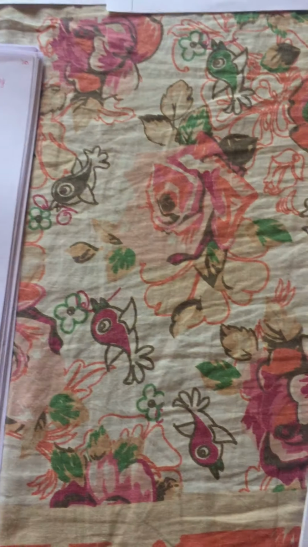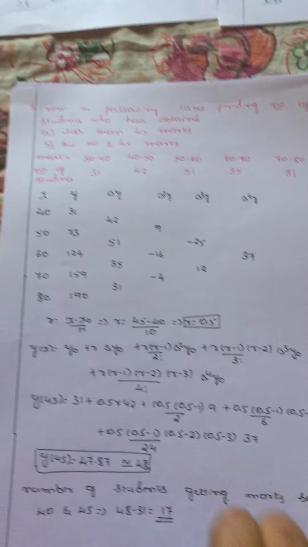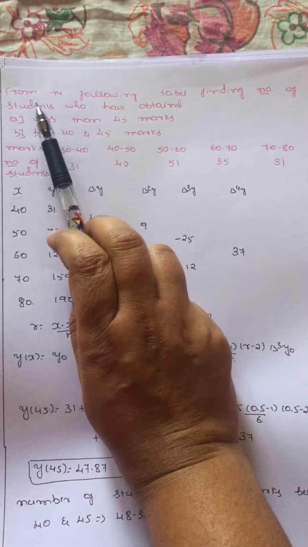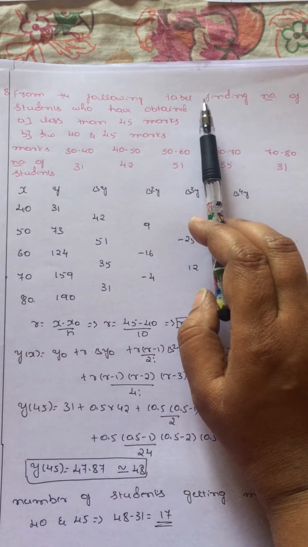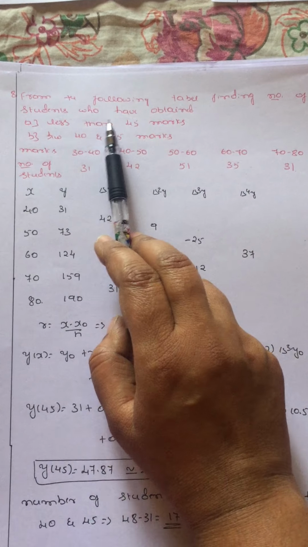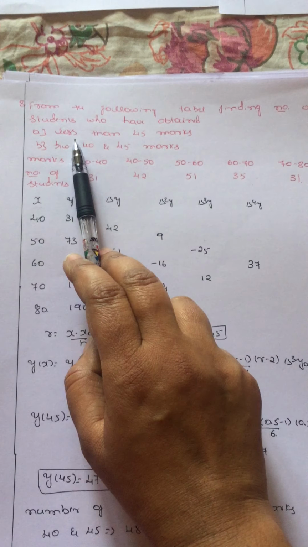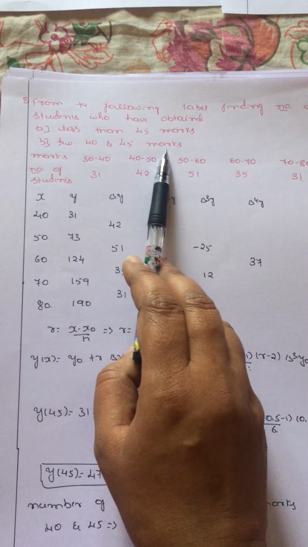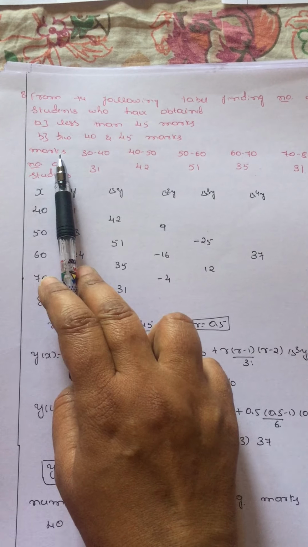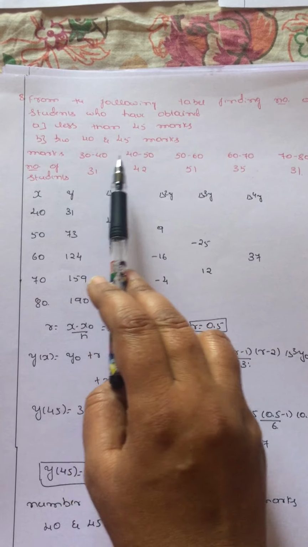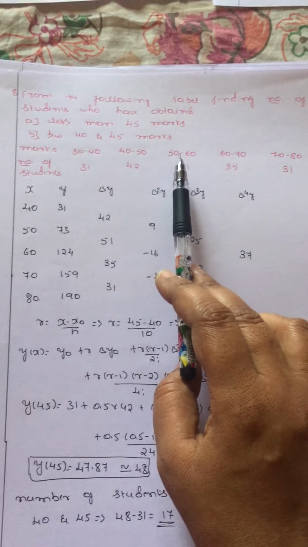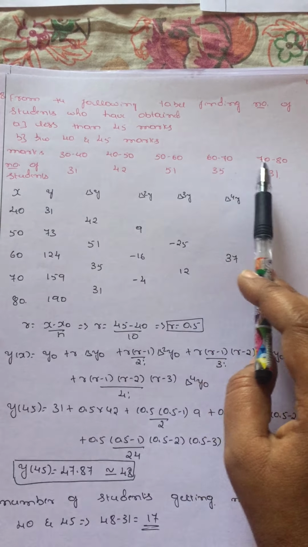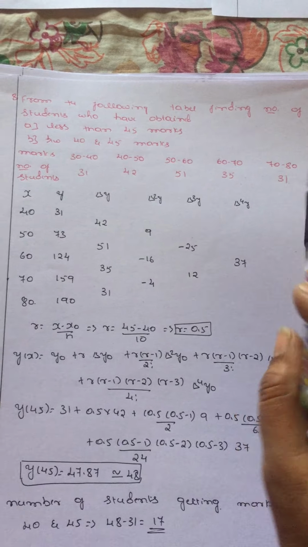And so now I take another example. This is the most important question from the examination point of view. From the following table, find the number of students who have obtained less than 45 marks, and also between 40 and 45 marks. Marks between 30 to 40: 31, 40 to 50: 42, 50 to 60: 51, 60 to 70: 35, and 70 to 80: 31.